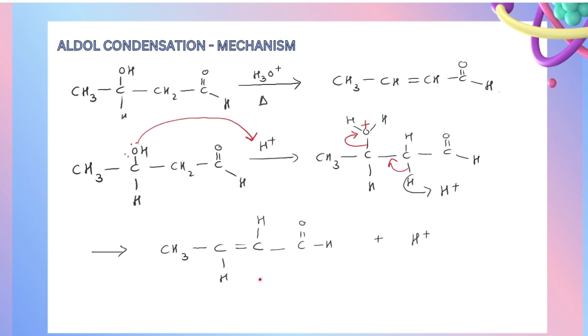So what we are going to get here is an alpha, beta unsaturated aldehyde. Or simply you can call this, there are 4 carbons, right? Therefore but. At what position is the double bond? Second position, so but-2-enal, or simply 2-butenal. Either way it is correct.